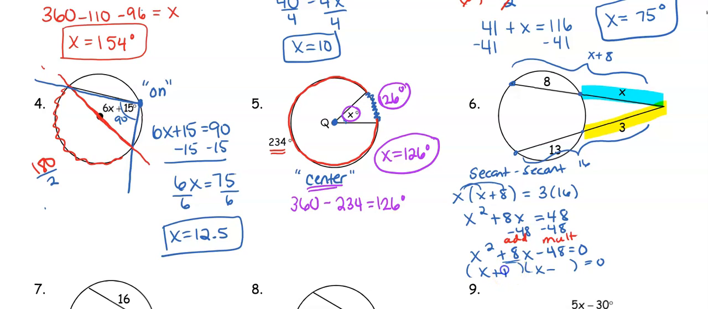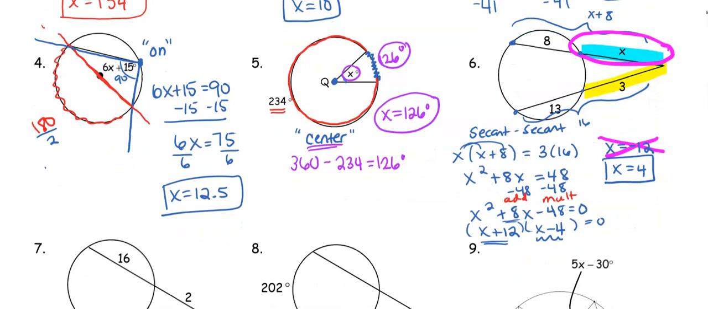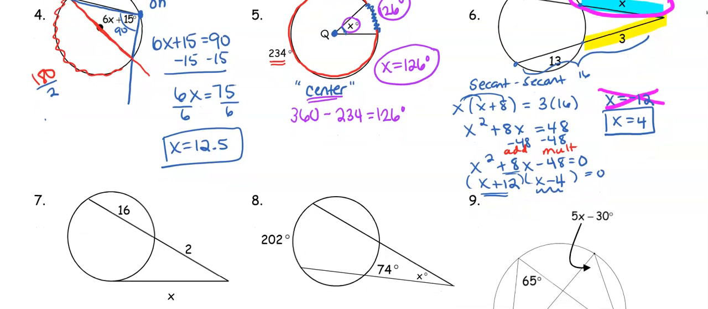But the winner is going to be a positive 12 and a negative 4, because 12 times negative 4 is a negative 48. 12 minus 4 is 8. So now I have 2 possibilities. X plus 12 gives me a negative 12. X minus 4 gives me x is a positive 4. But when I go back to my diagram, x is this segment length. Segments cannot be negative. So the winner is x is equal to 4. Next row.